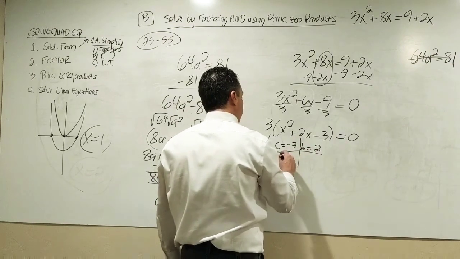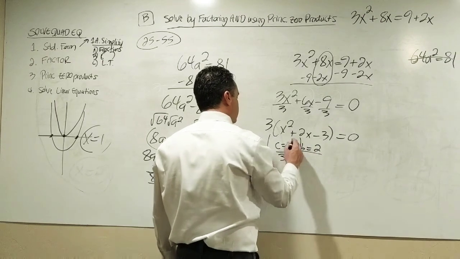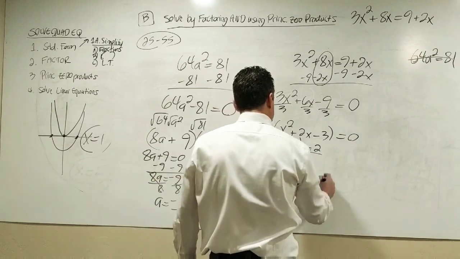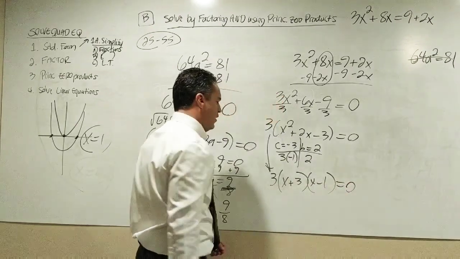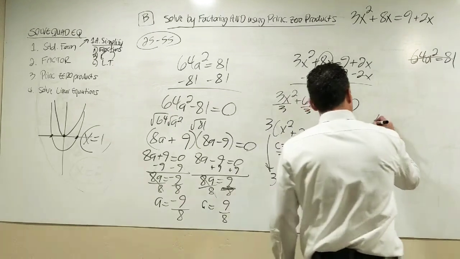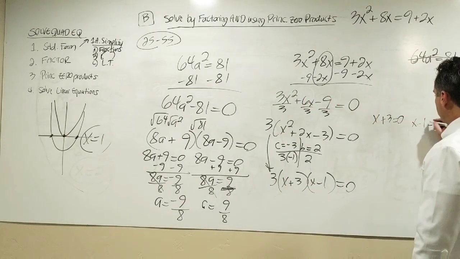Yeah, indeed, check this out. 3 times negative 1 makes negative 3, and when added together they make 2. Kind of cool. And so we're going to say, yep, x plus 3, x minus 1, this all equals 0. Folks, can 3 equal 0? No. Can x plus 3 equal 0? Yes. So x plus 3 could equal 0, or x minus 1 could equal 0.